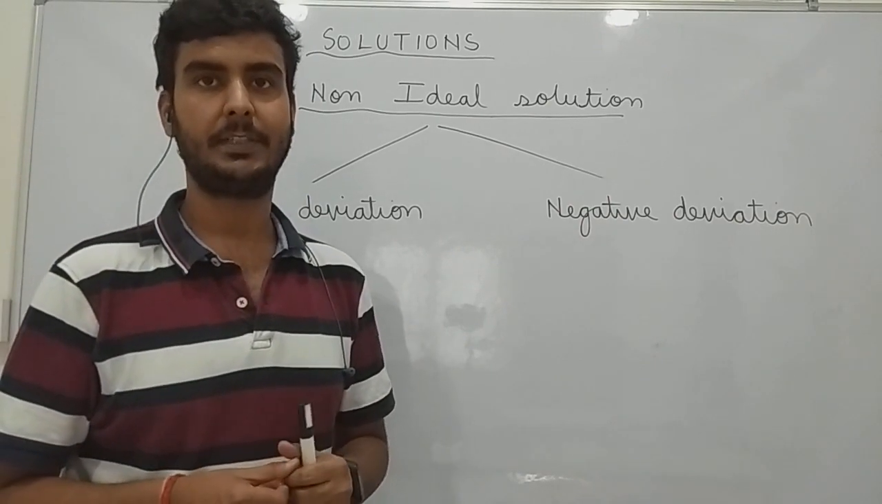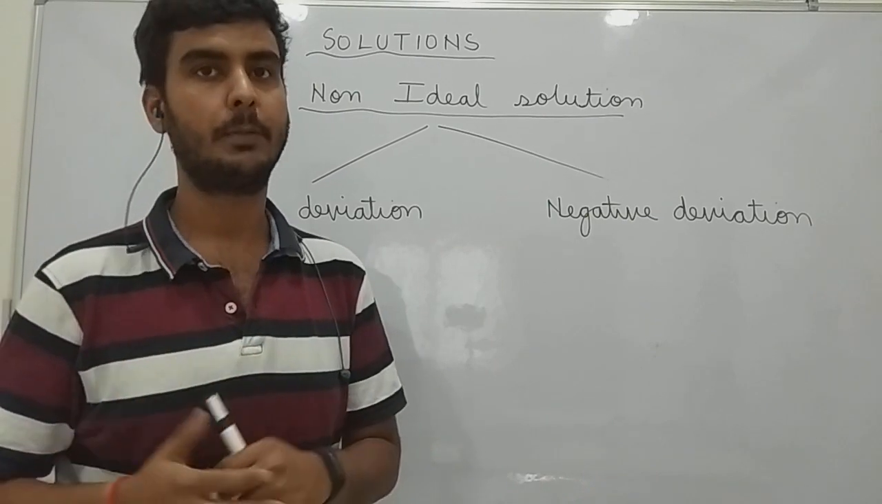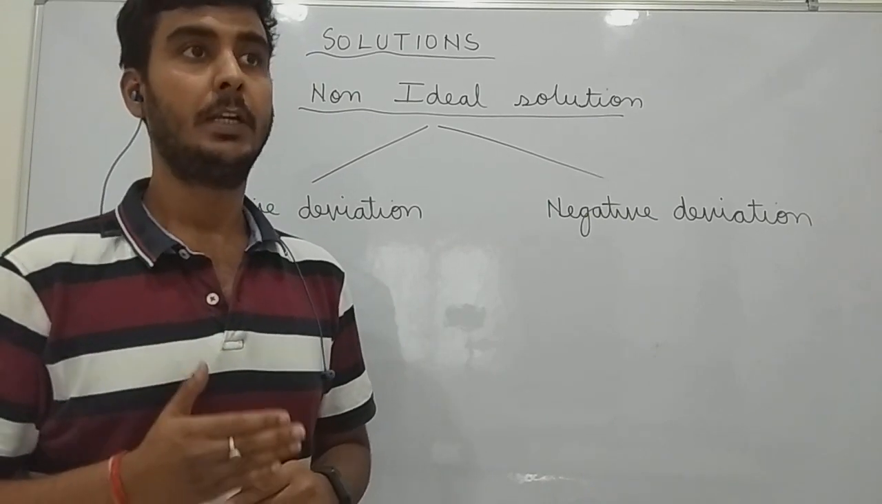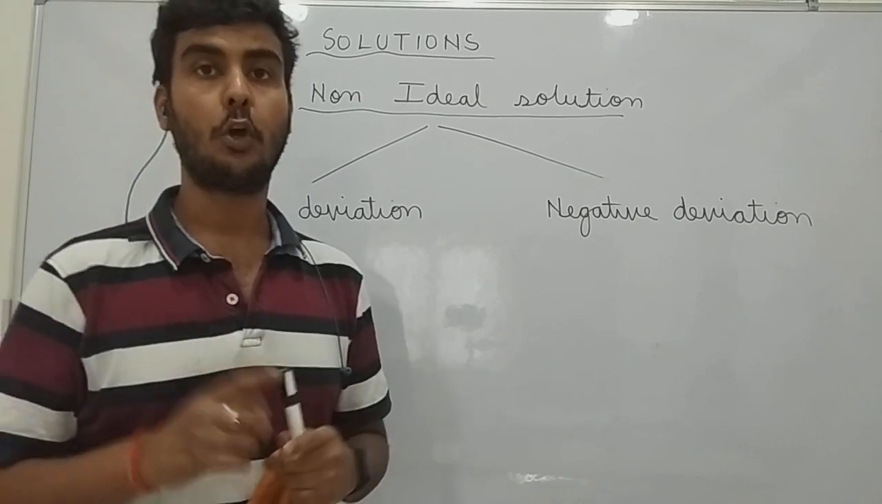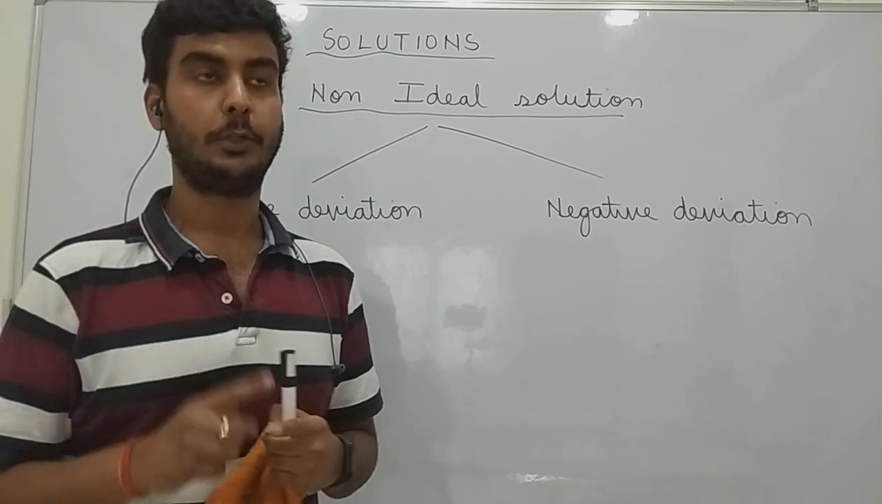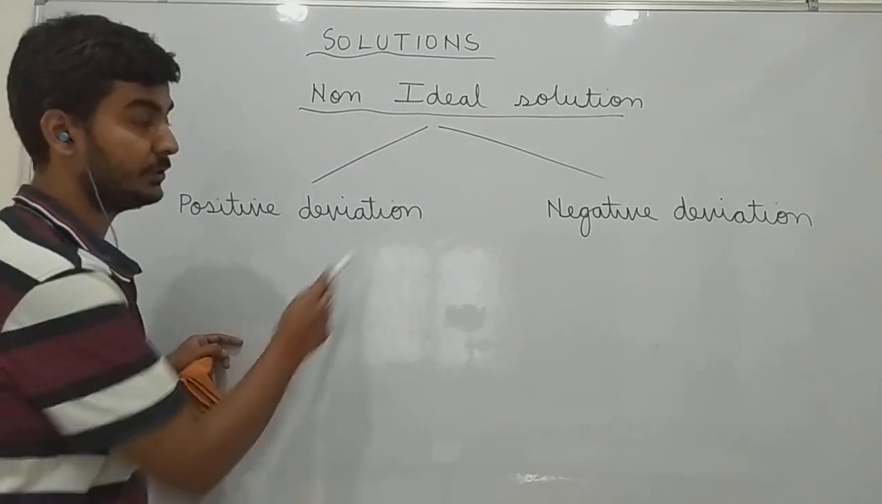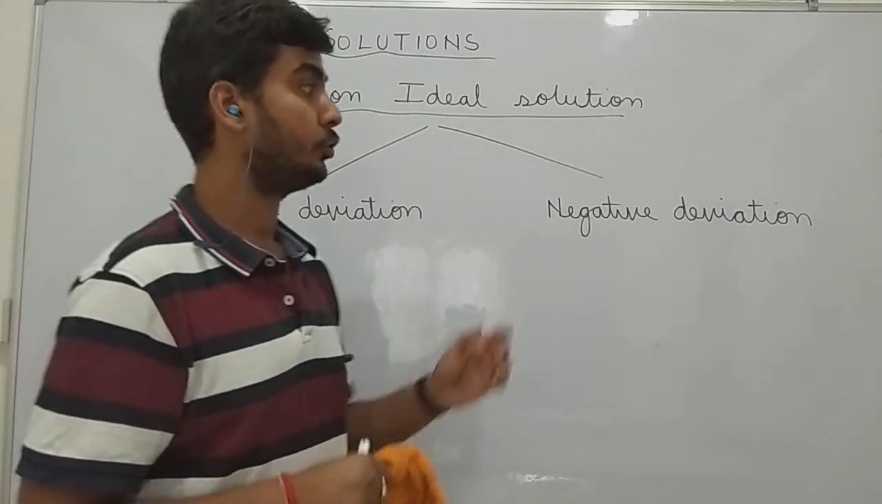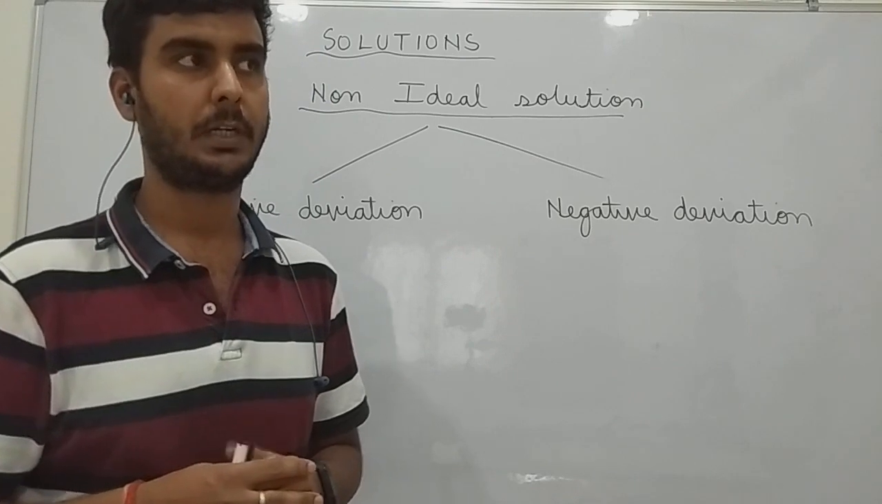In the last class we were discussing ideal and non-ideal solutions. I have told you the properties of ideal solutions. So today we'll be discussing non-ideal solutions. Non-ideal solutions are basically of two types: solutions showing positive deviation from Raoult's law, and solutions showing negative deviation from Raoult's law.